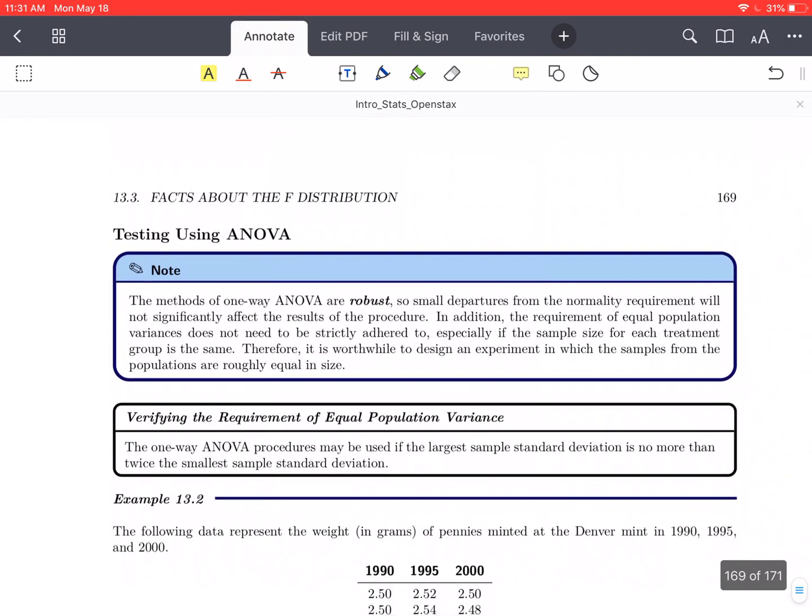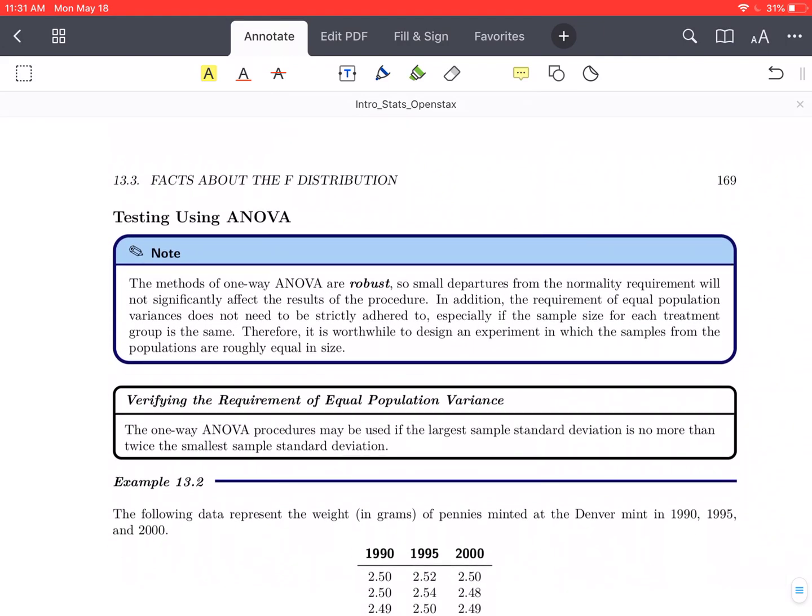So a brief note about the use of ANOVA. The methods of ANOVA are robust. What that means is that it can stand up even without strict normality. So even if we're slightly moving away from normality, we're not quite normal, it's not going to change significantly what the procedure does for us.